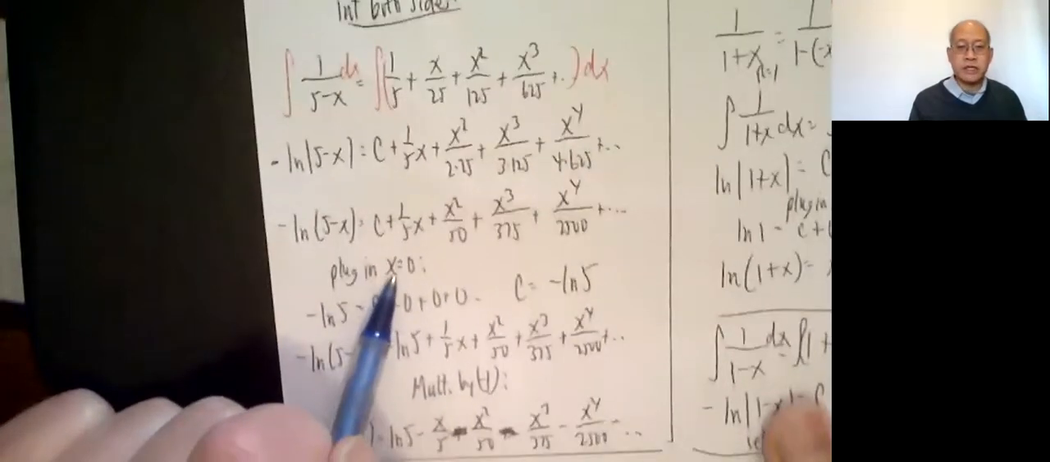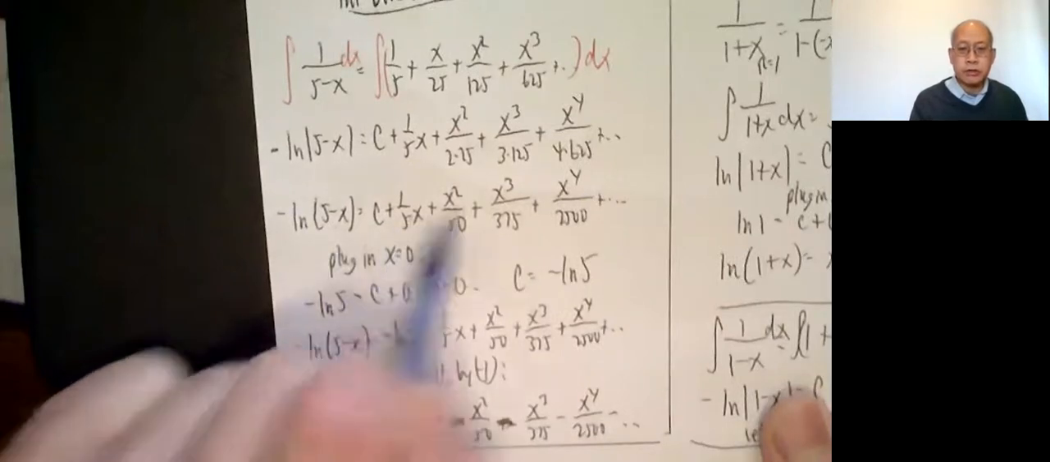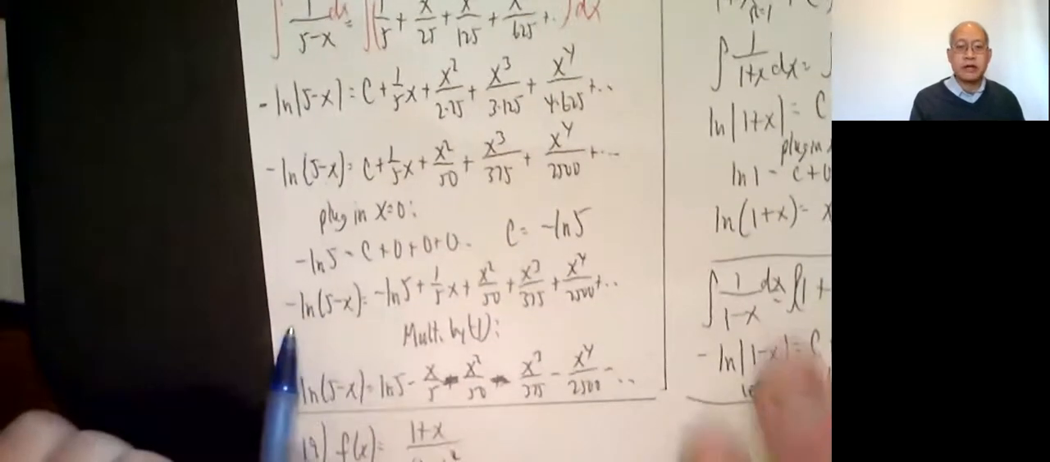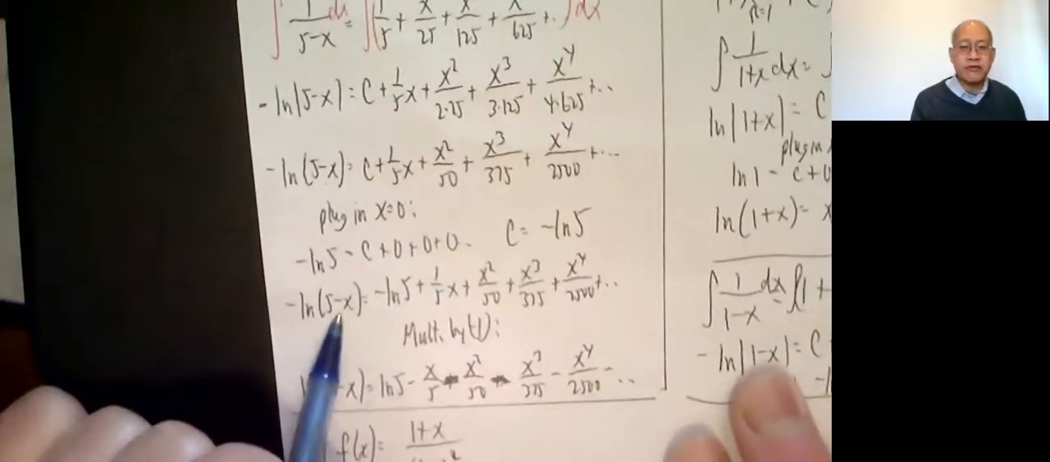Okay, now I plug in x is 0. Put a 0 there, 0, 0, 0, 0. C is equal to negative ln 5. So put negative ln 5 right there. Here's negative ln parentheses 5 minus x.